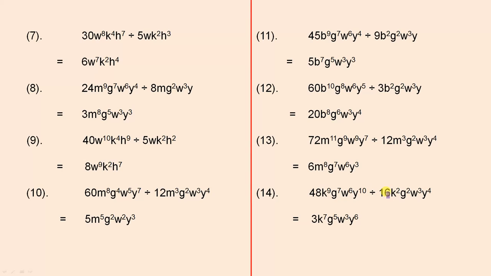48 divided by 16 is 3. Look at the k first. 9 minus 2 is 7. Then we look at the g. 7 minus 2 is 5. Look at the w. 6 minus 3 is 3. And look at the y. 10 minus 4 is 6. So that's the answer. So in this video we have seen how to divide algebraic terms together.